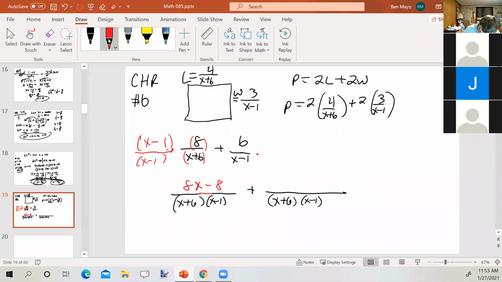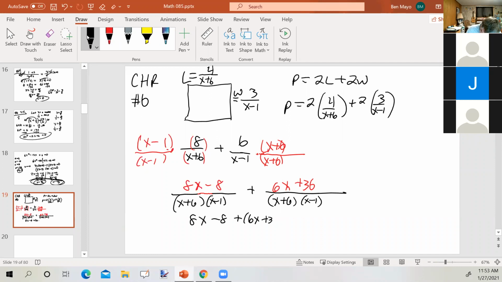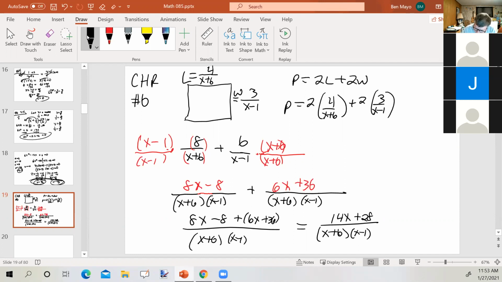Yes. Thank you. Over here, x plus 6, x plus 6, 6x plus 36. Okay. So that's going to give us 8x plus 8 plus the quantity 6x plus 36 all over x plus 6 times x minus 1, which is what? 14x plus 28 over x plus 6 times x minus 1. Now, I could factor a 14 out of the top and get 14 times x plus 2, but that's not going to reduce with anything below.